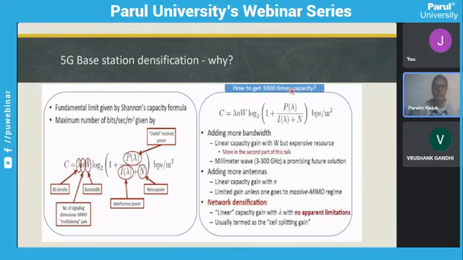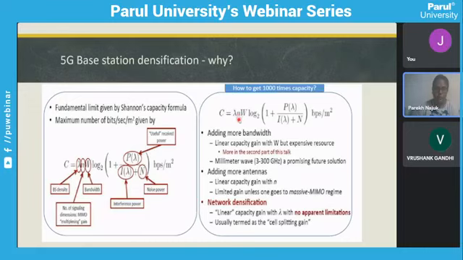But how do we get this 1000x capacity? How do we increase this capacity? You can linearly increase these three parameters. What are they? More bandwidth, that is W. W stands for bandwidth. You can also increase the number of antennas, that is N. You go for massive MIMO. And how do we get more bandwidth? You go for millimeter wave technology.